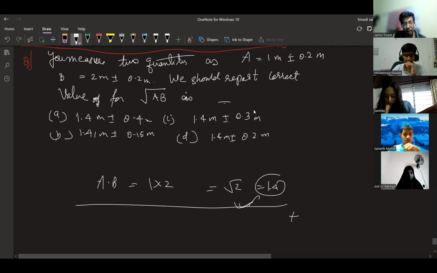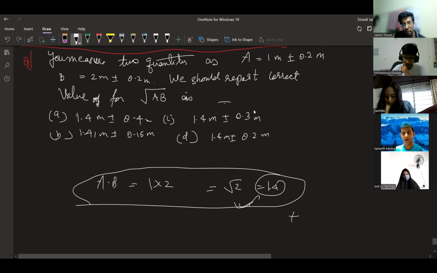This one, I think everybody got this part. Am I audible now? Okay. So I did a root over of 2 plus minus 0.2 plus 0.2. So it got root over of 2 plus minus 0.4. So root 2 plus minus 0.2.